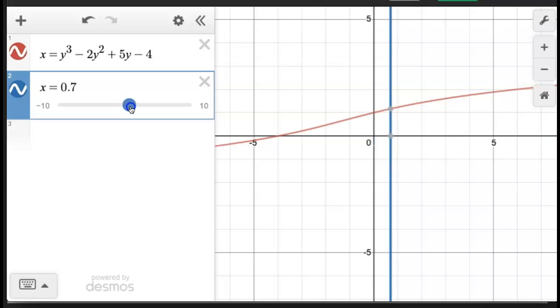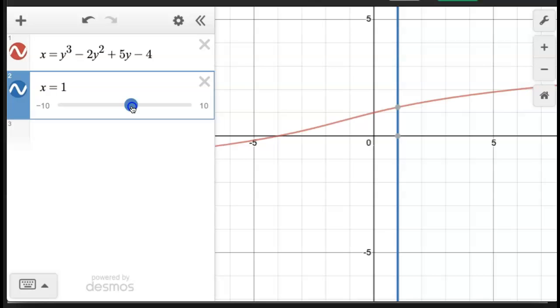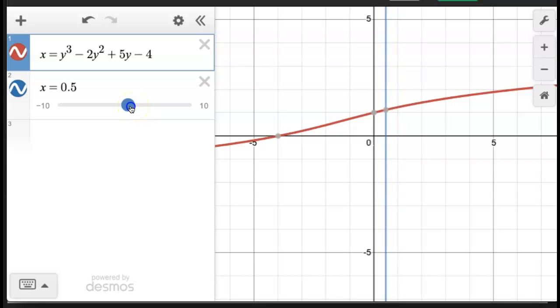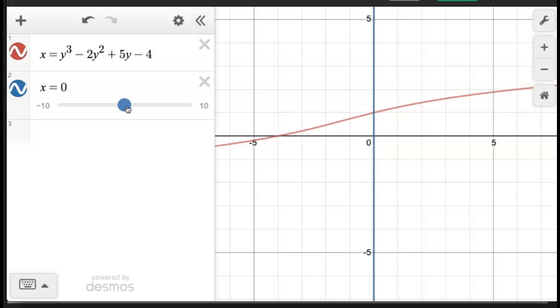What's kind of cool here is that I can use this slider, and I could let x be whatever I want. If I set this equation equal to 1, then the solution is right there, and y is 1.233. But again, we're interested in it where x equals 0.